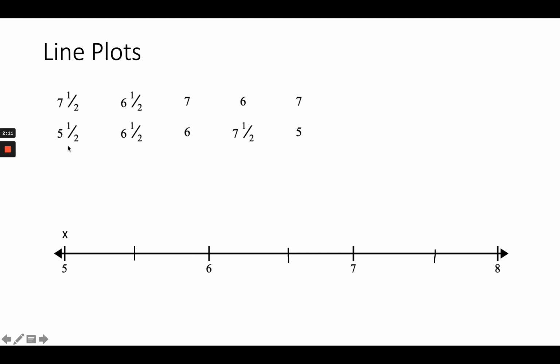I have one 5 1/2, so I'm going to put 1 X above that 5 1/2. I have 2 6's, so I'm going to put 2 X's above my 6's. Then I have 2 6 1/2's, so I'm going to put 2 X's above that on my number line. I have 2 7's, and I also have 2 7 1/2's, so I'm going to put 2 X's above 7 1/2. The only number that is not showing up in my data is 8, and that's because I don't have any X's above that 8 in that data set.